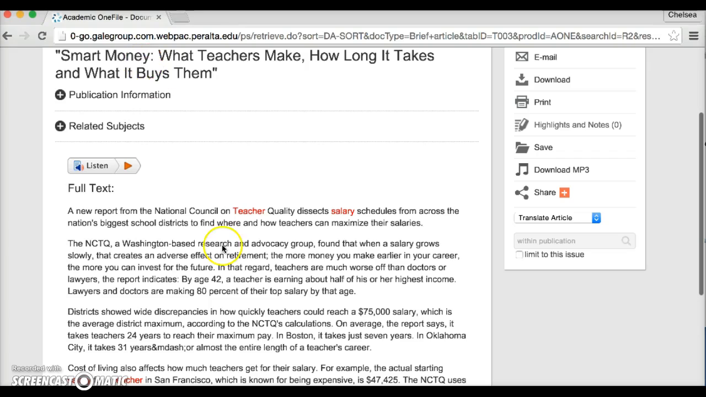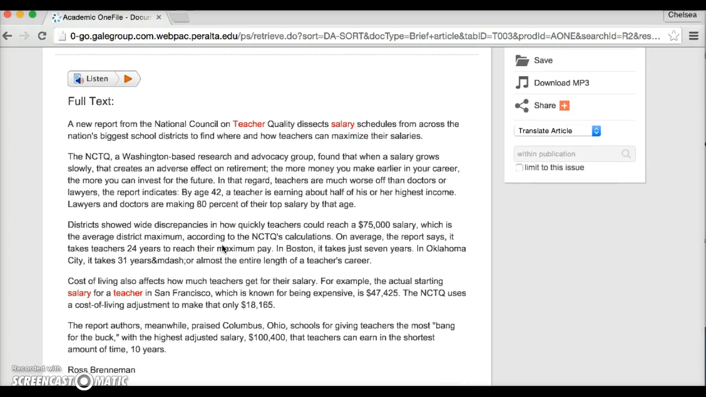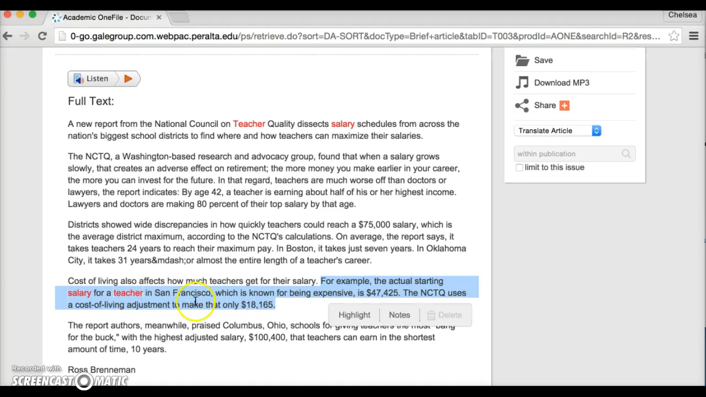And I'll just kind of skim through this. This is a really important skill for when you're searching these databases and finding an article. You want to be able to just quickly read through to see if you can find the information that you need and if the article is going to be relevant for your own research. And it looks like it is. Look. It tells me what the starting teacher salary is for a teacher in San Francisco, and it's $47,000. When they're paying $3,000 a month for rent, that's not very much money.